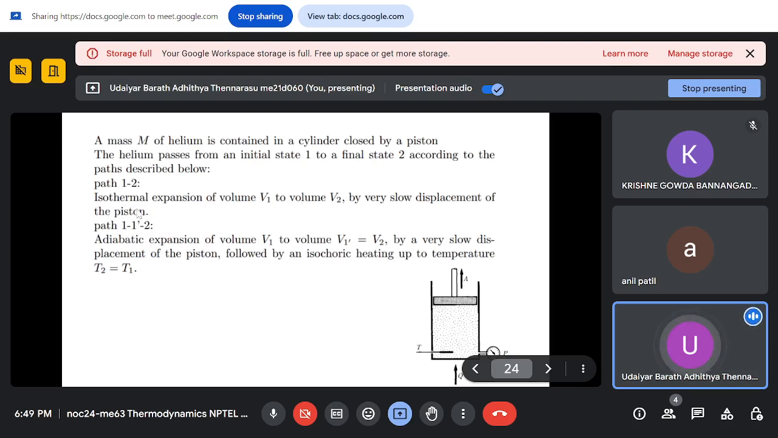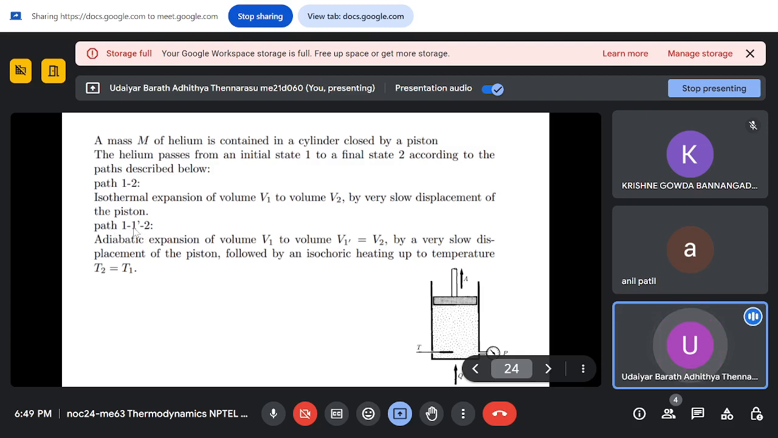So the next question is: a mass m of helium is contained in a cylinder closed by a piston. The helium passes from an initial state 1 to a final state 2 according to the paths described below. The path 1-2 is an isothermal expansion from volume V1 to volume V2 by very slow displacement of the piston. So slow displacement isothermal means you are going through a reversible process. And it's an isothermal expansion.